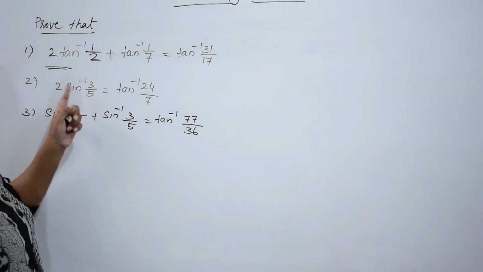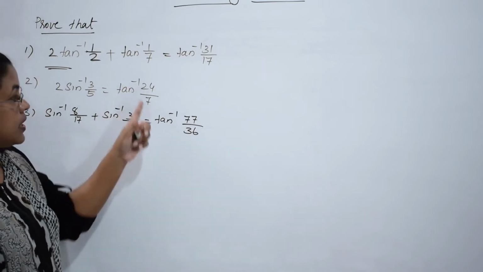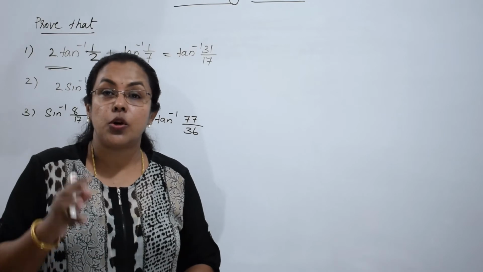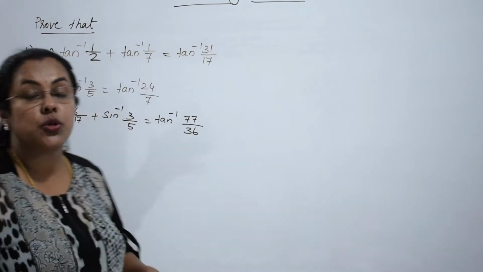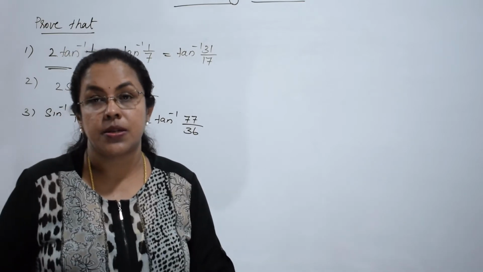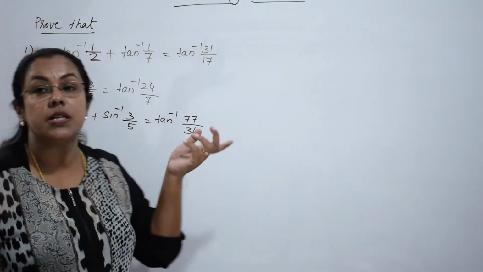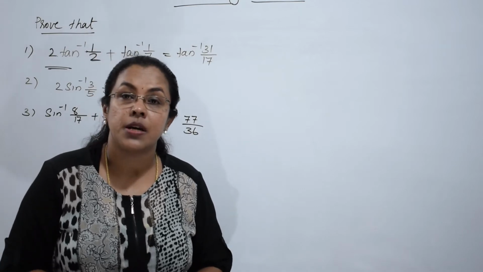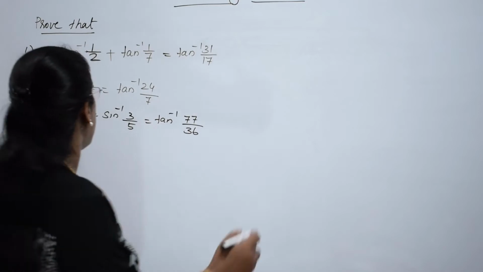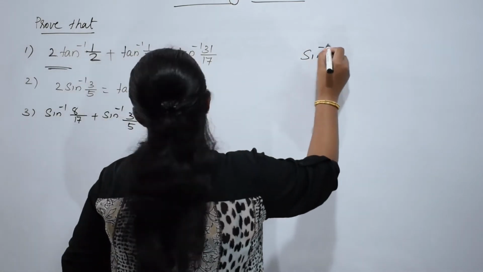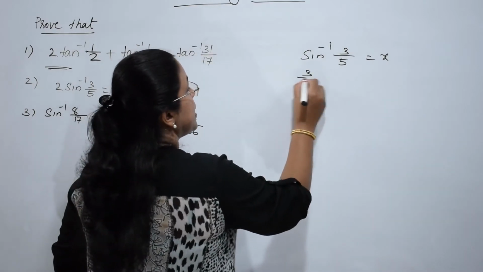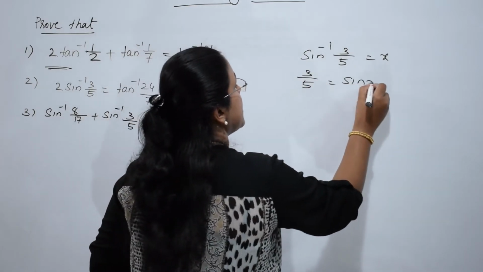Again, prove that 2 sin inverse 3 by 5 is equal to tan inverse 24 by 7. We don't know any property related to 2 sin inverse x. What we know is 2 tan inverse x. So convert sin inverse in terms of tan inverse. How can we do that? With the help of Pythagoras theorem. For that, let sin inverse 3 by 5 be equal to x. Then 3 by 5 is equal to sin x.